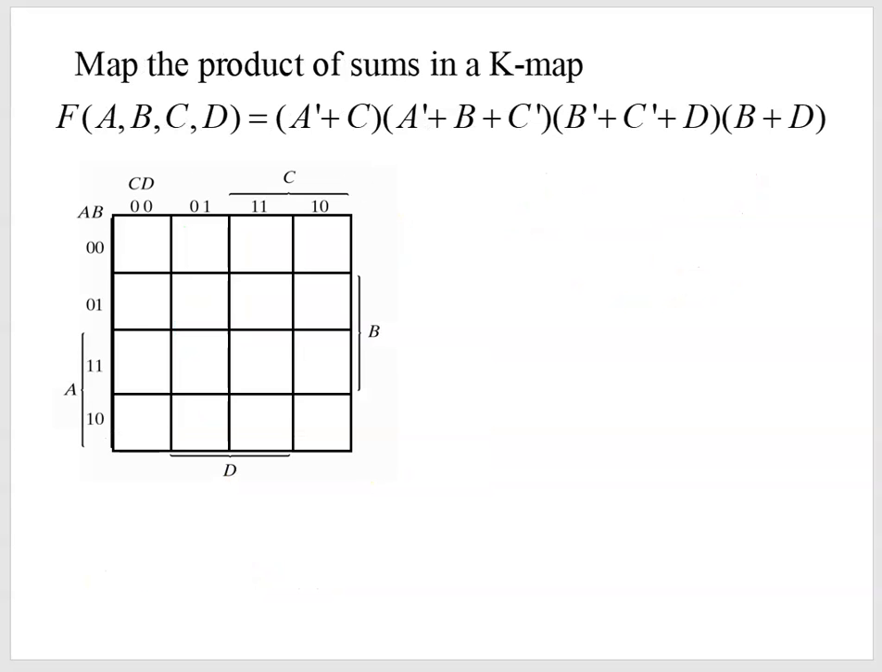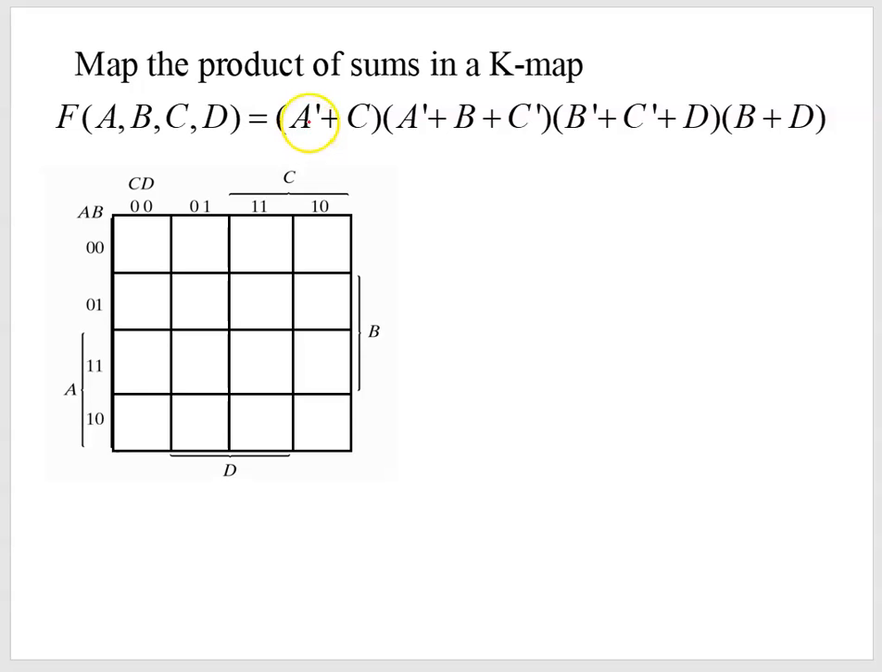All right, let's take a look at one more example. In this example, we want to map something that's already expressed as a product of sum terms, but we want to see if we can minimize it. So we have to make sure we can map this properly.